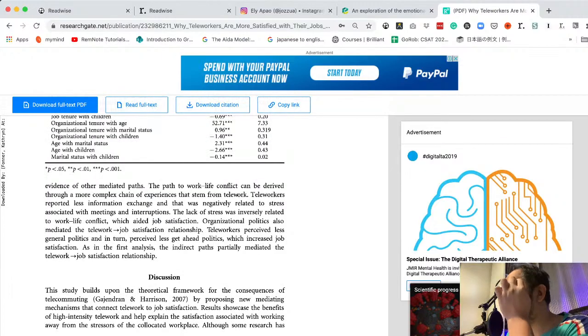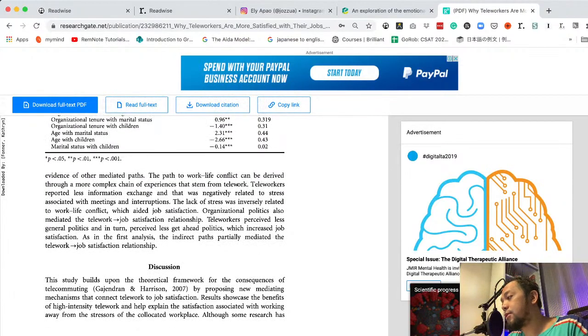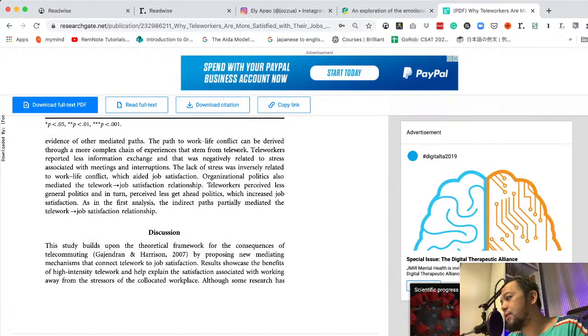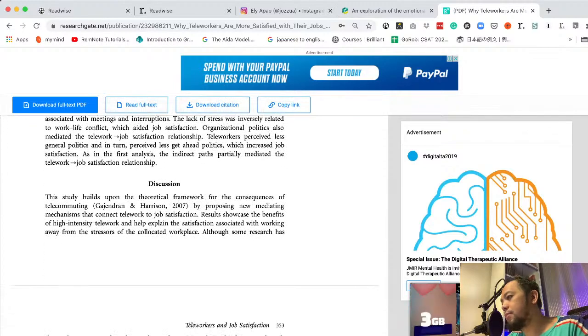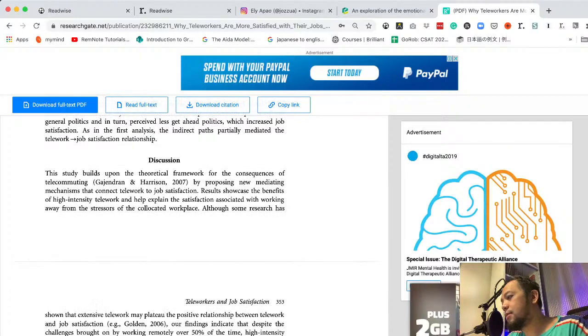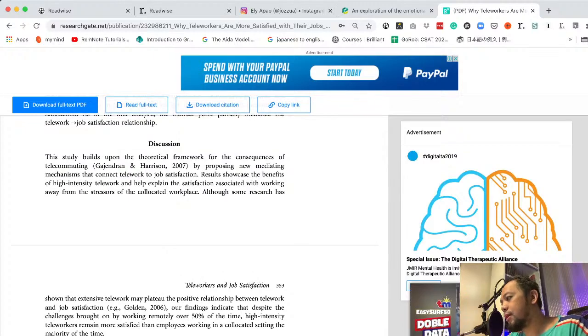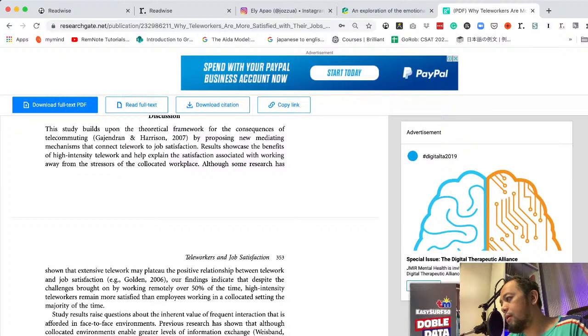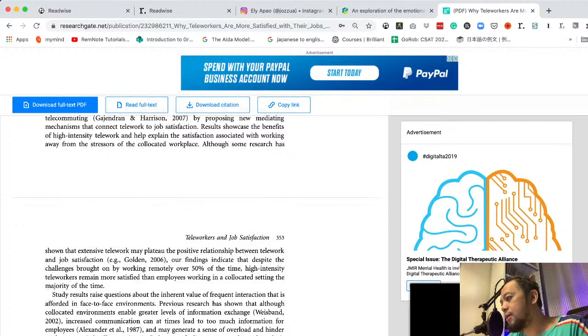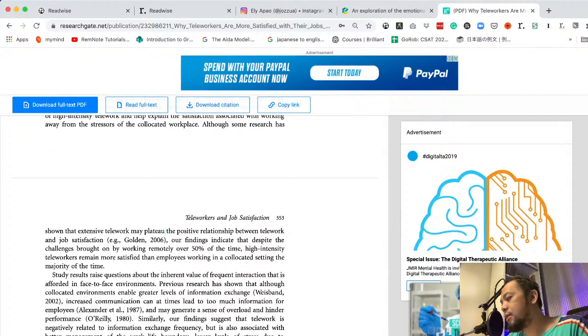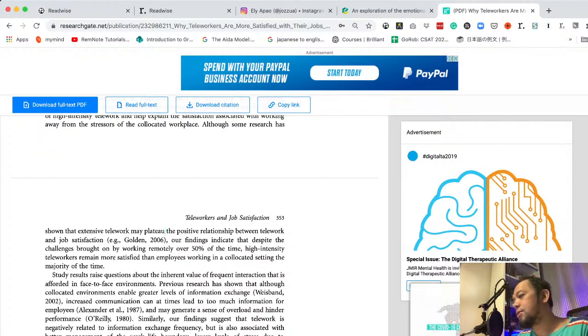It builds upon the theoretical framework of consequences of telecommuting, proposing new mediating mechanisms that connect telework with job satisfaction. Results showcase that benefits of high intensity can explain the satisfaction associated with working away from the stressors of the office. Though some research has shown that it may plateau between telework and job satisfaction, our findings indicate that despite challenges, high intensity teleworkers remain more satisfied than those working in co-located settings more than 50%. Nice findings, but their study is only 81 respondents, right?